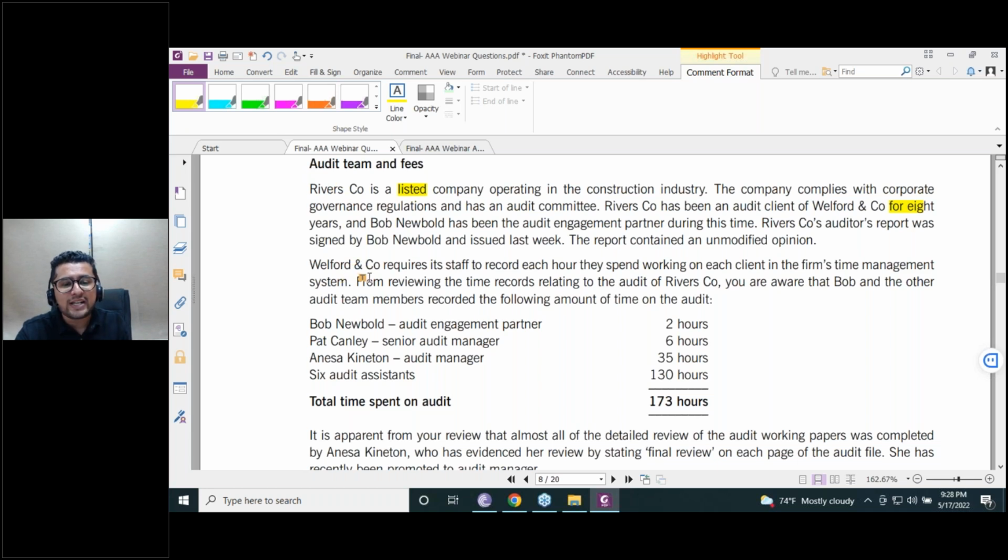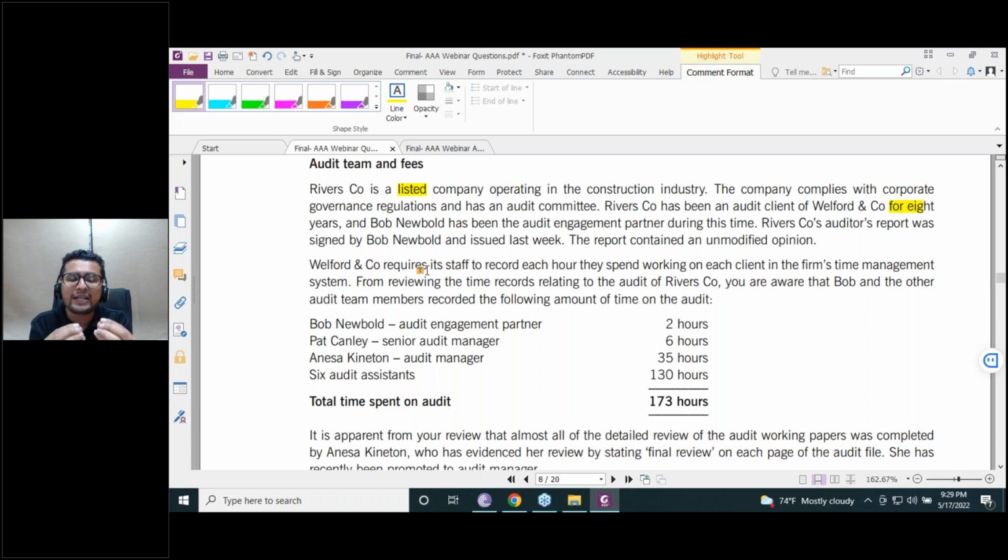Welford and Company requires its staff to record each hour they spend working on each client in the firm's time management system. So everybody records their time. Good. From reviewing the time records relating to the audit of Rivers Company, you are aware that Bob and other audit team members recorded the following amount of time on the audit. So the partner has only allocated 2 hours. Wow. So the engagement partner has just allocated 2 hours on the entire audit. Considering it's a listed company, for heaven's sake, this is not enough. This seems to be a huge compromise on quality in itself.